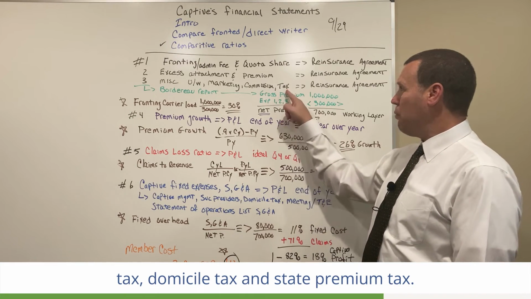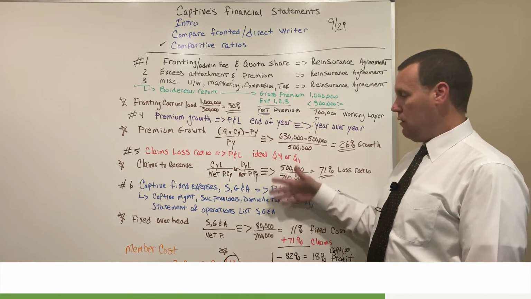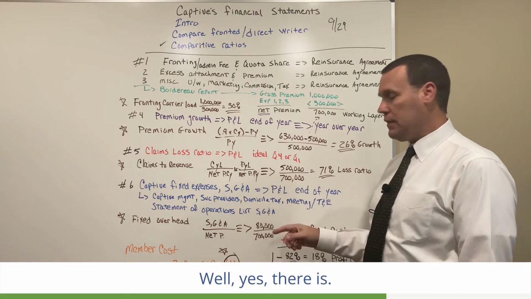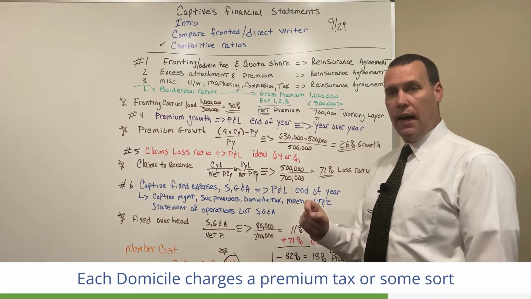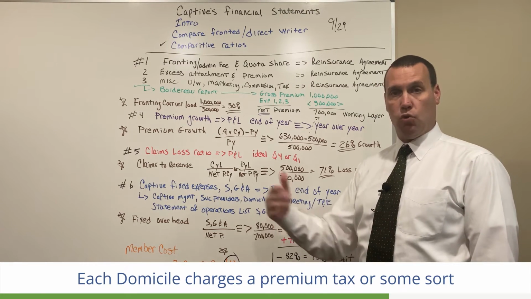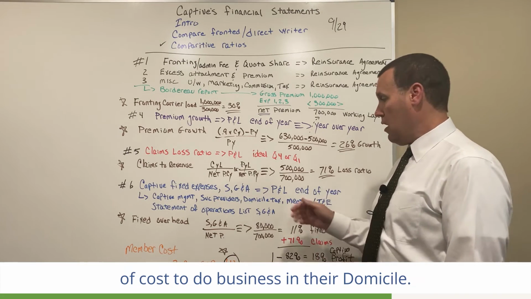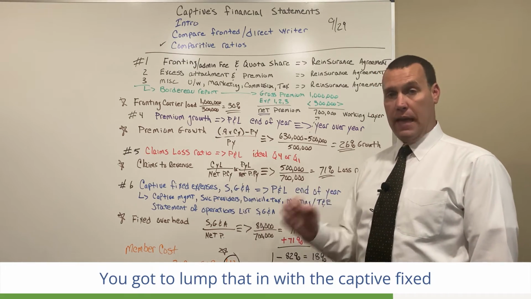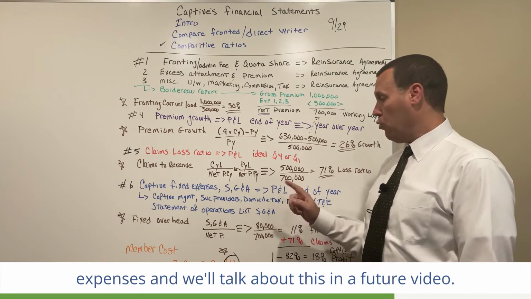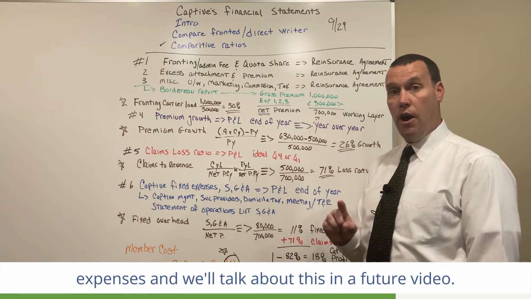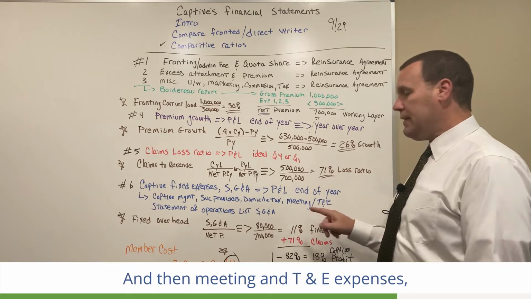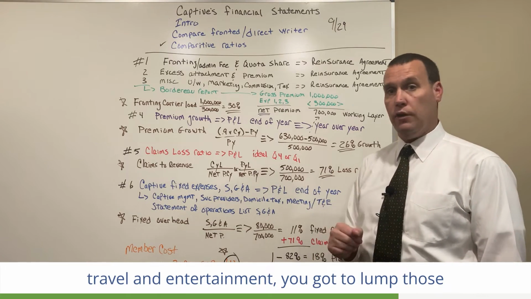Domicile tax and state premium tax? Two taxes? Well, yes, there is. Each domicile charges a premium tax or some sort of cost to do business in their domicile. You got to lump that in with the captive fixed expenses, and we'll talk about this in a future video. And then meeting and T&E expenses, travel and entertainment.